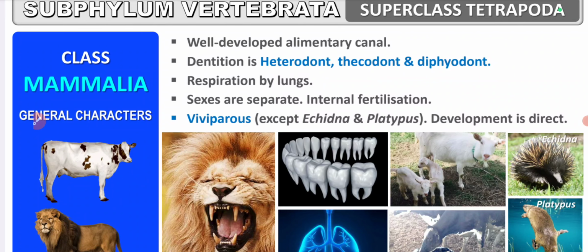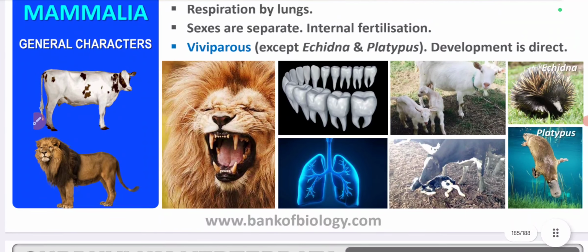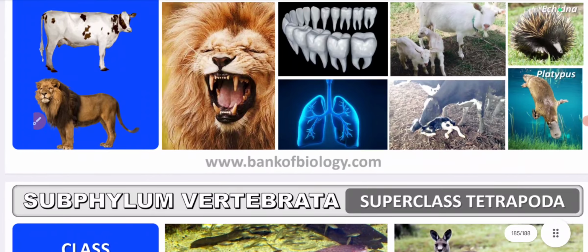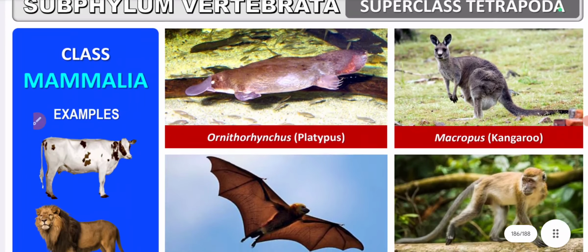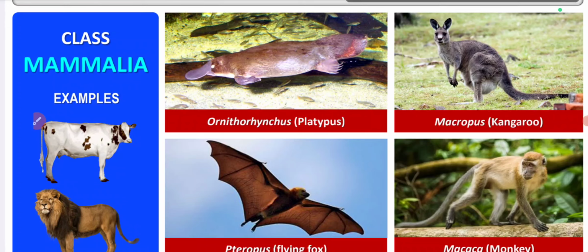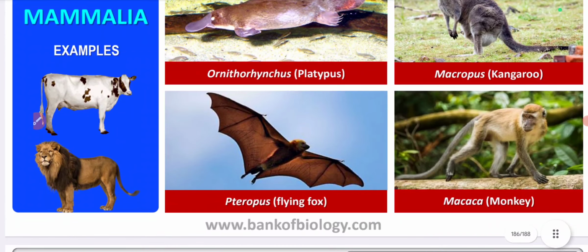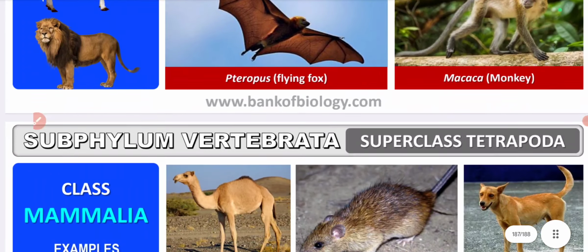Respiration by lungs. Sexes are separate, internal fertilization. Viviparous except Echidna and platypus, development is direct. Some other examples: platypus, the scientific name is Ornithorhynchus; kangaroo, Macropus, flying fox or Pteropus, and Macaca, monkey.